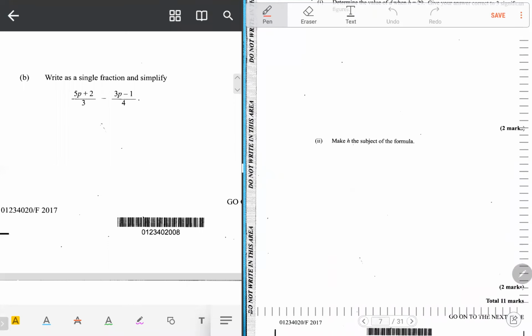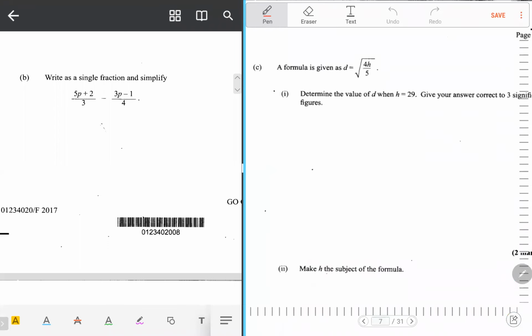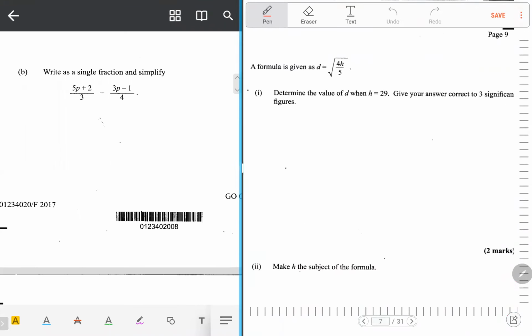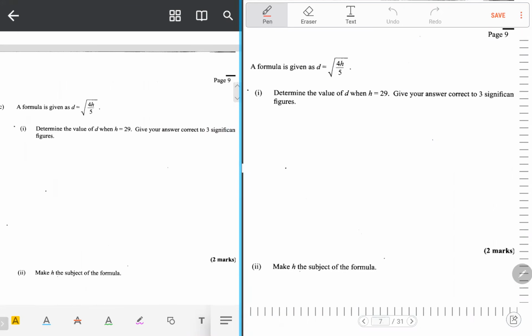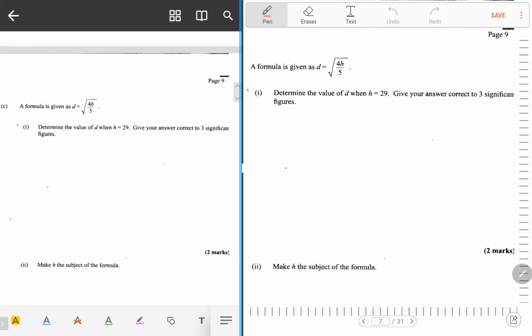So at this question now. Let's look at it over here. Good. This question says a formula is given as d equals the square root of 4h over 5. It says determine the value of d when h is 29 and give the answer to 3 significant figures.